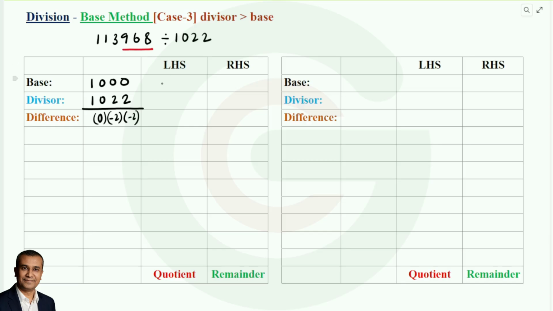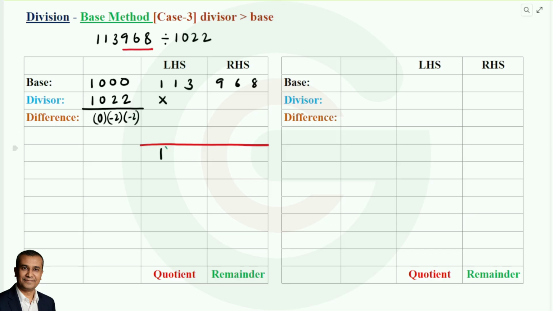So on the left hand side we have 113 and on the right hand side we have 968. Now in the left hand side, because we have 3 digits here, I will give space for 3 lines, 1, 2, 3. So here I will draw the line. Now taking the first digit here, 1, let me put a cross mark below that.